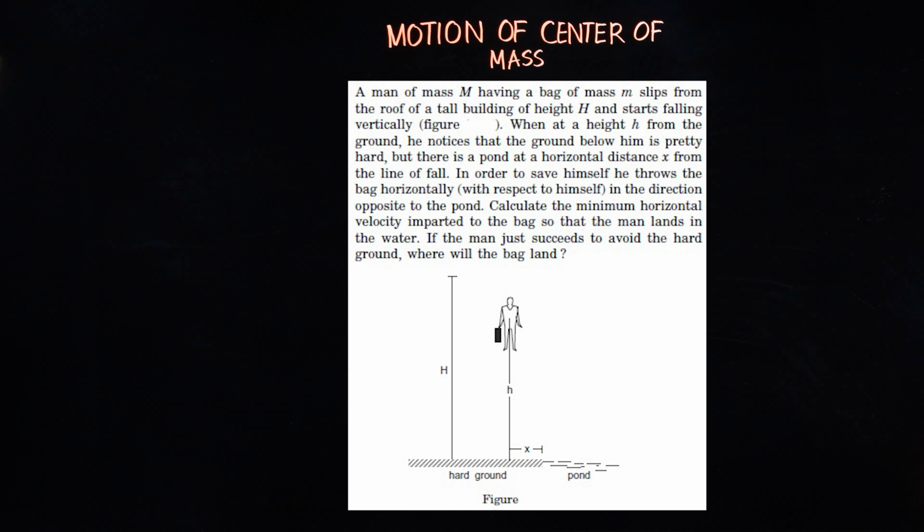A man of mass m having a bag of mass small m slips from the roof of a tall building of height h and starts falling vertically. When at a height small h from the ground, he notices that the ground below him is pretty hard, but there is a pond at a horizontal distance x from the line of fall. In order to save himself, he throws the bag horizontally with respect to himself in the direction opposite to the pond. Calculate the minimum horizontal velocity imparted to the bag so that the man lands in the water. If the man just succeeds to avoid the hard ground, where will the bag land?